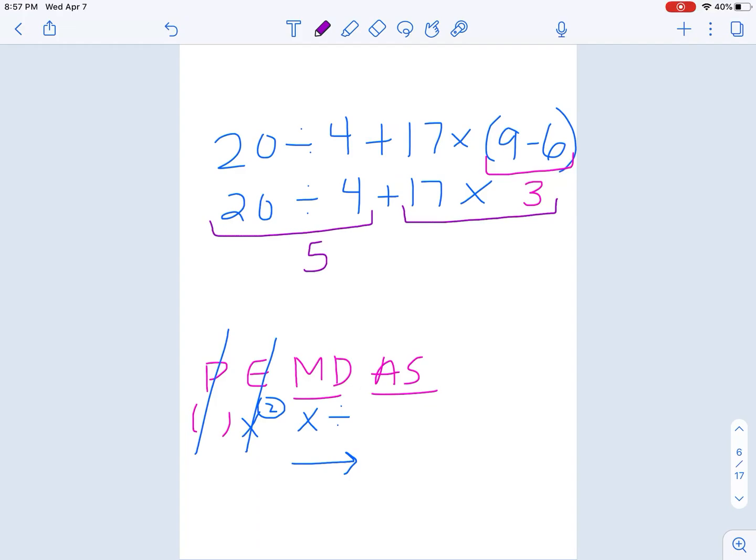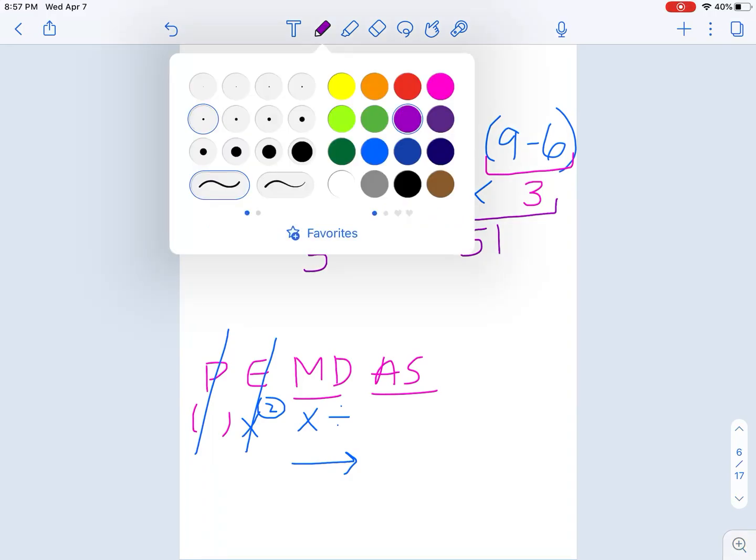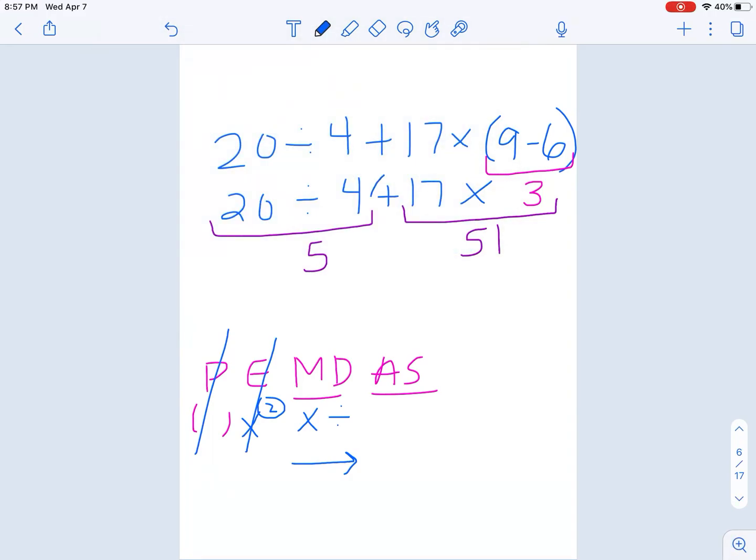I also have to do my multiplication in this step. Ooh, I chose kind of a hard number here. So 17 times 3, I might need to pull out my multiplication chart or calculator. 17 times 3 is 51. I can't forget about this addition sign that was there before. We can't just get rid of it. And I'm done with my multiplication and division step.